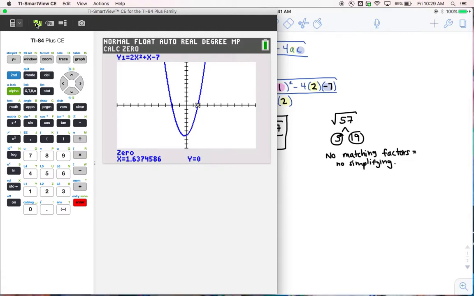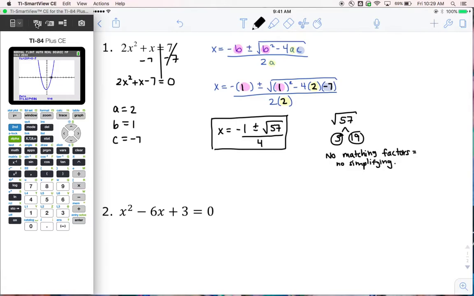So when you get these zeros where you can't figure out really what they are, that's when we've got to use the quadratic formula, okay? If you did want to check your answer, you could, but for right now, let's just focus on the formula. All right, let's look at problem 2.